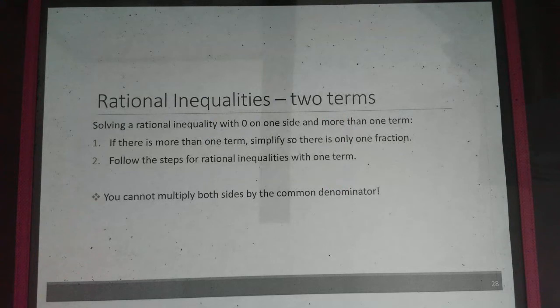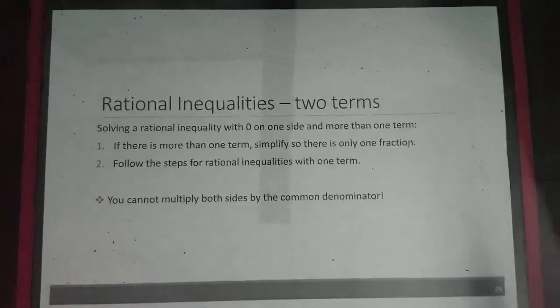and then we're just going to solve like we have been. As a note, as you can see at the bottom, it says you cannot multiply both sides by the common denominator. The reason for that is we lose a solution, and it's possible that you're multiplying both sides by 0, and that's not allowed. So we are just going to work on putting all of our terms on one side and combining them into one overall term, and then solving like we have been.